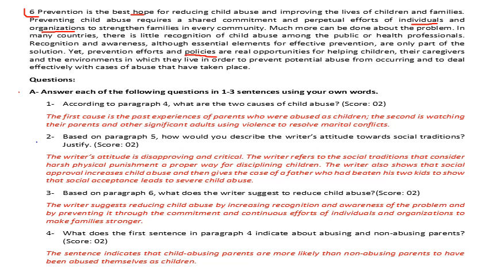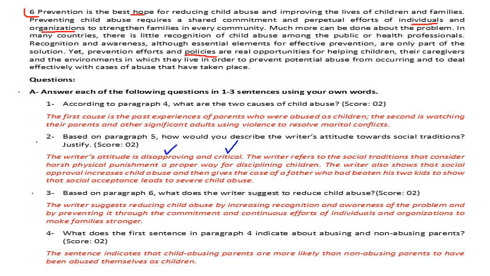Number 2, based on paragraph 5, how would you describe the writer's attitude towards social traditions? Justify. The writer's attitude is disapproving and critical. How? The writer refers to the social tradition that considers harsh physical punishment a proper way of disciplining children. The writer also shows that social approval increases child abuse and then gives the case of a father who has abused his 2 kids, saying that it's okay, this is the only way that kids will learn to respect authority.